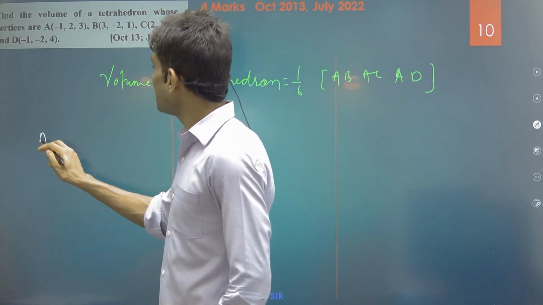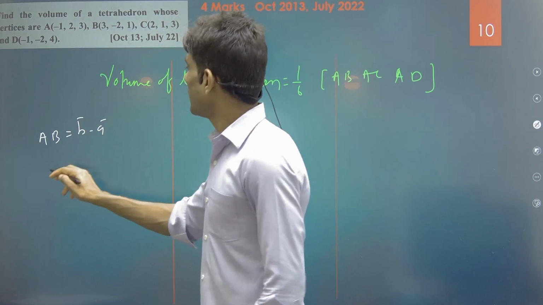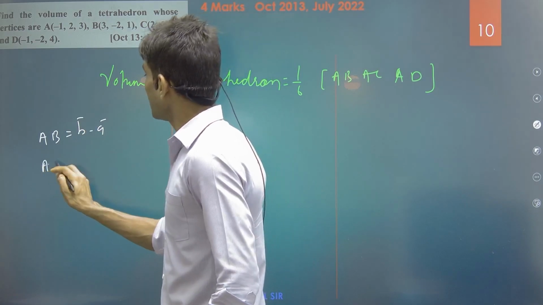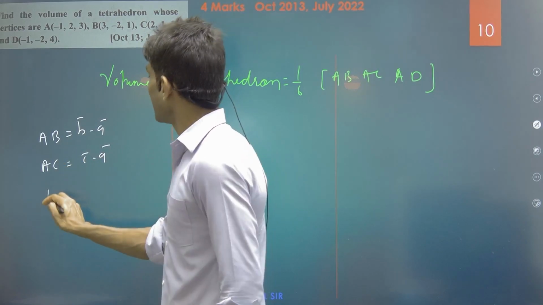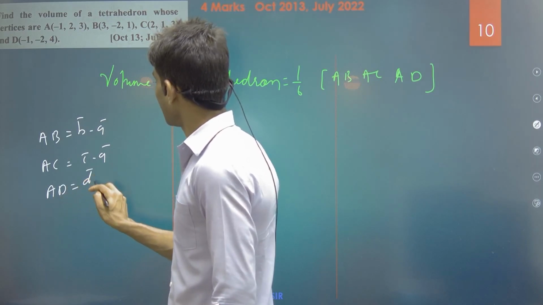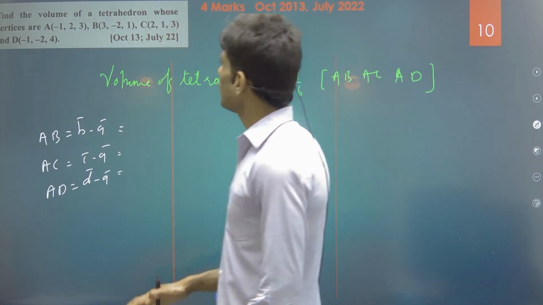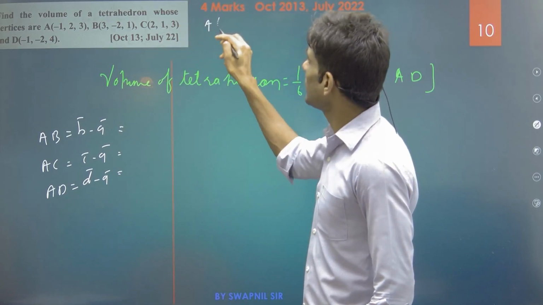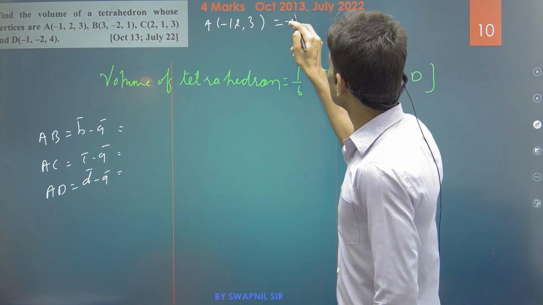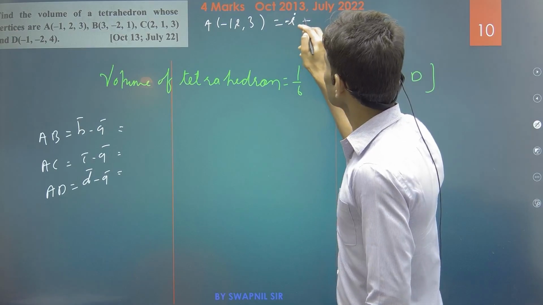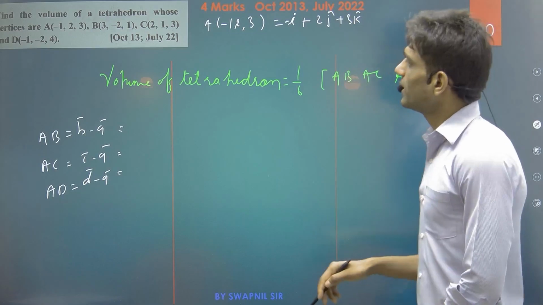So vector AB can be written as B bar minus A bar, vector AC can be written as C bar minus A bar, and vector AD can be written as D bar minus A bar here. Substitute these values. First of all, using vertex A, minus 1 2 3, we can write minus I cap plus 2 times j cap plus 3 times k cap. This one is the vector for A.